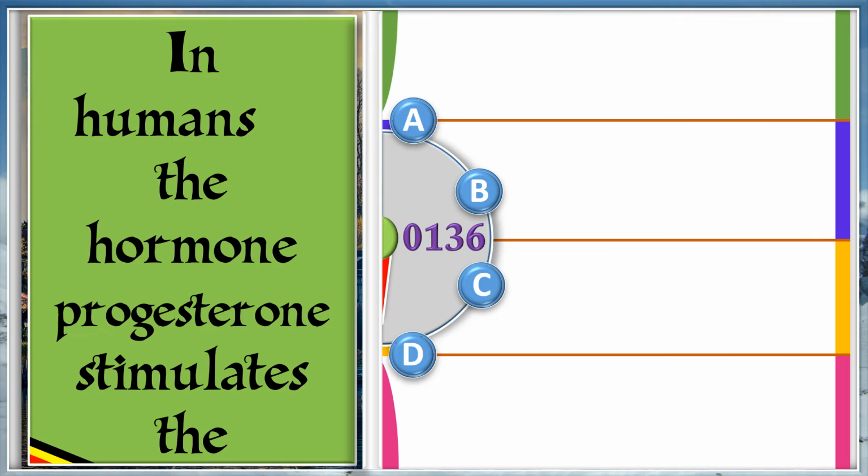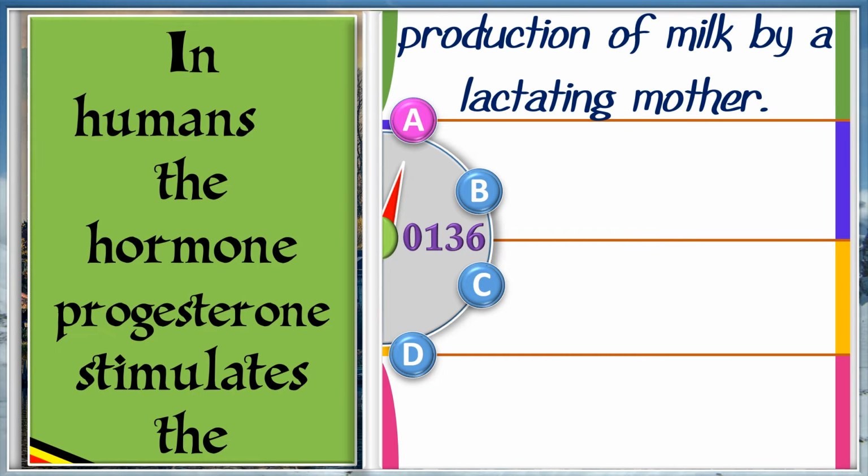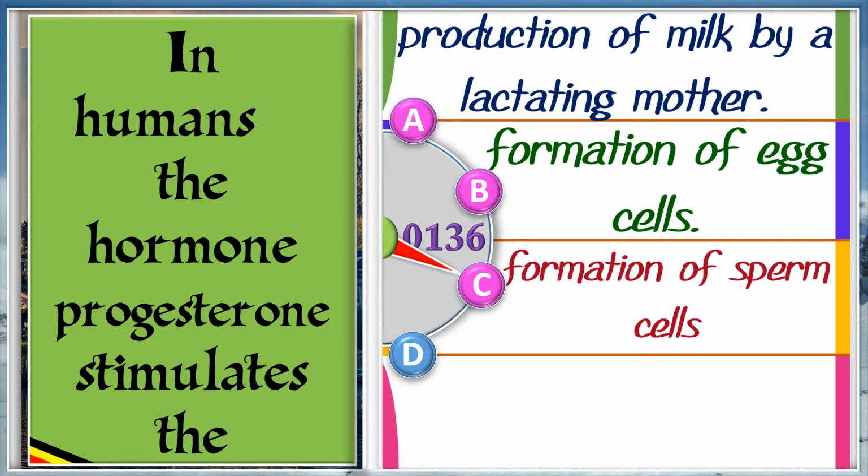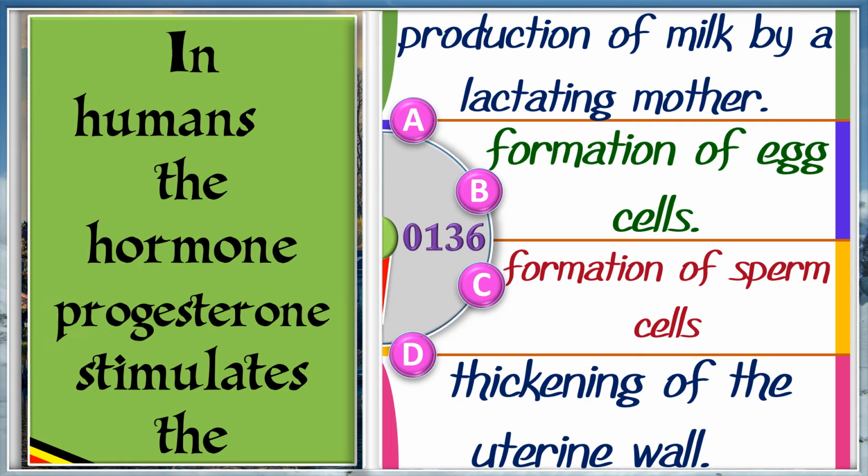In humans, the hormone progesterone stimulates the A. Production of milk by a lactating mother. B. Formation of egg cells. C. Formation of sperm cells. D. Thickening of the uterine wall. And the answer is D. Thickening of the uterine wall.